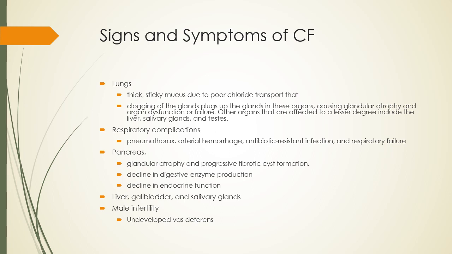A patient with cystic fibrosis will have two main organ systems affected, and this involves epithelial cells. And those organ systems are lungs and pancreas. So epithelial cells in these tissues produce a thick, sticky, mucousy substance, or mucus, because of the impaired chloride transport.